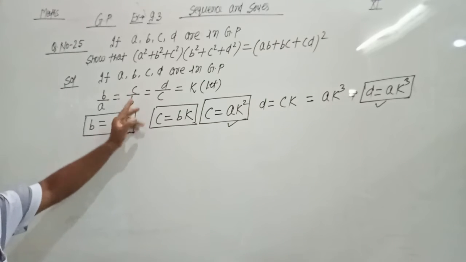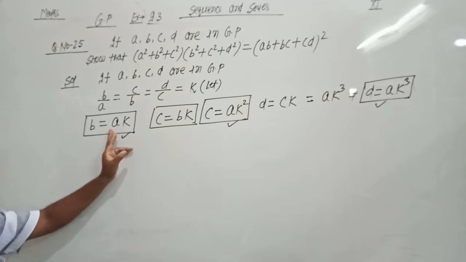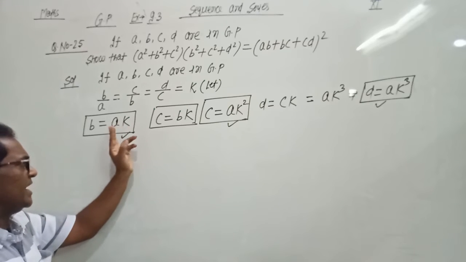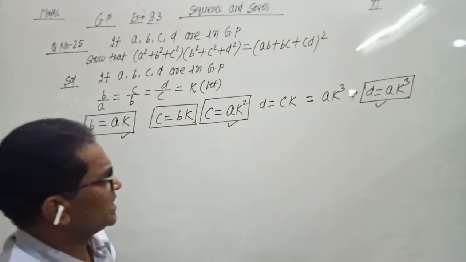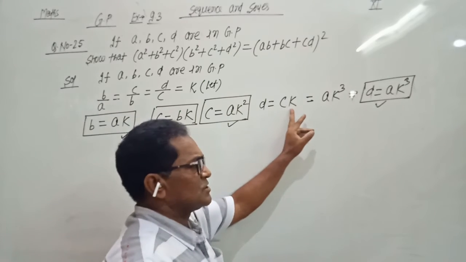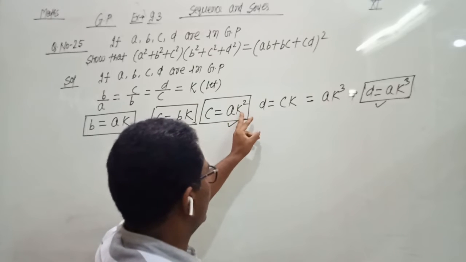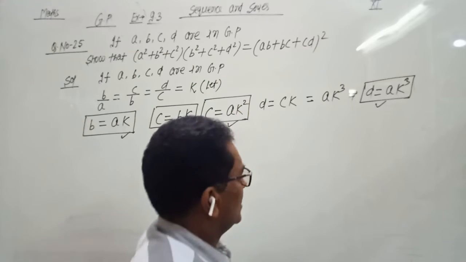Since C equals to B into K, and the value of B is A into K, we get A into K square. And D is equals to C into K, and the value of C is AK square, so AK square into K gives AK cube.